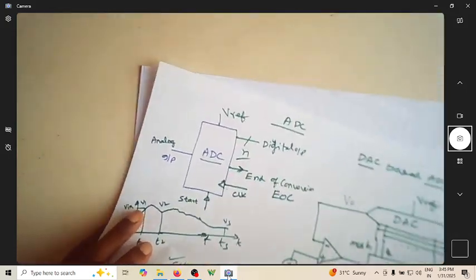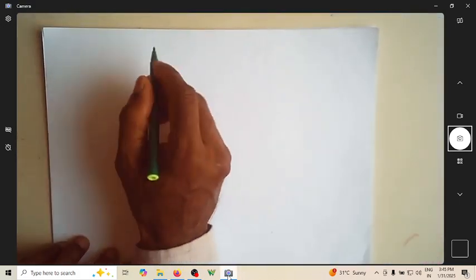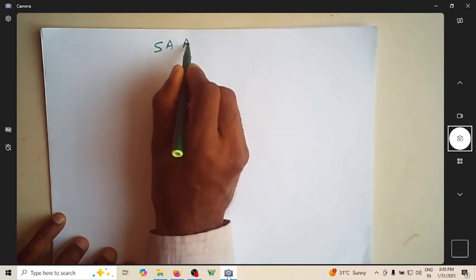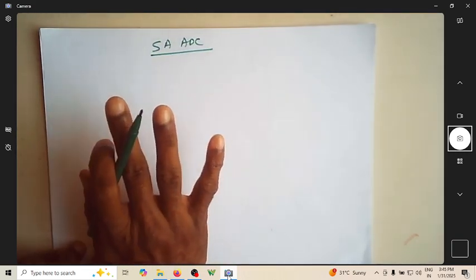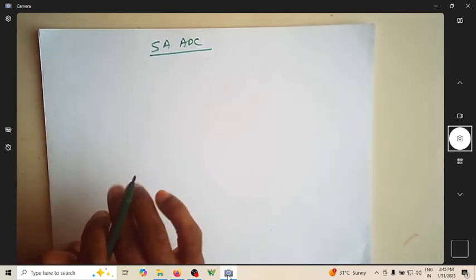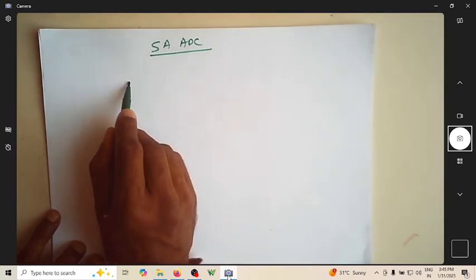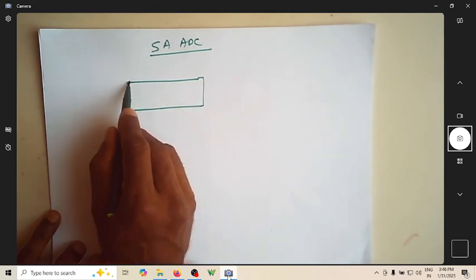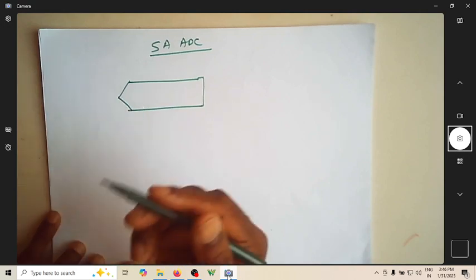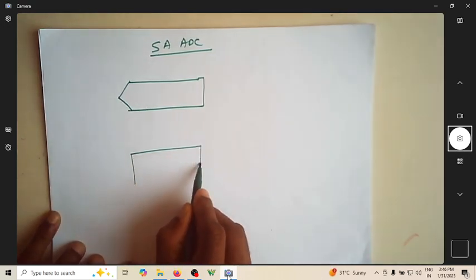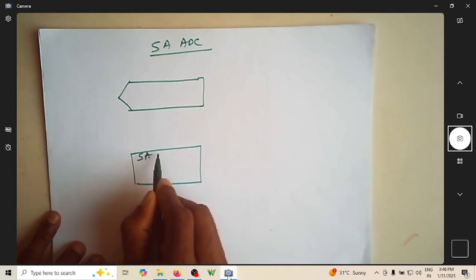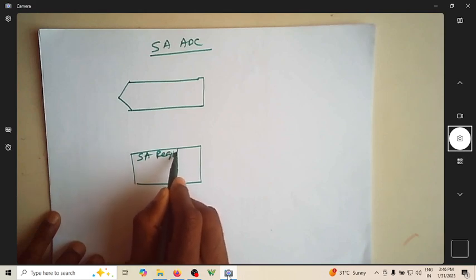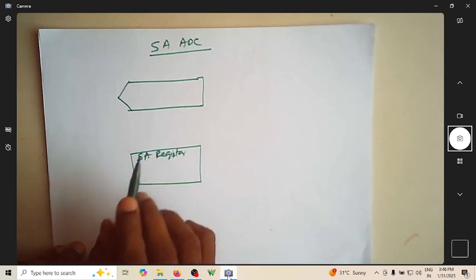Now similarly, we can think of another ADC, which is the successive approximation ADC. This is the SAR ADC, successive approximation ADC. This is similar to the DAC based ADC. The only difference is that the counter will not be a normal counter, but a counter that starts by making the MSB high. We simply call it the SA register, meaning successive approximation register.